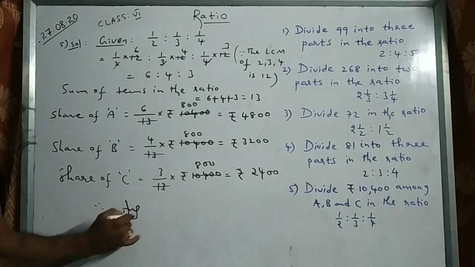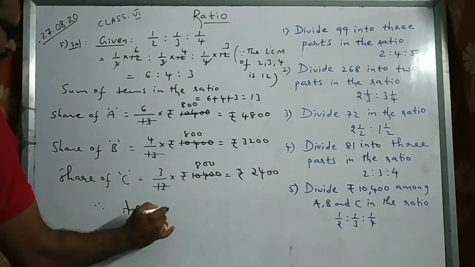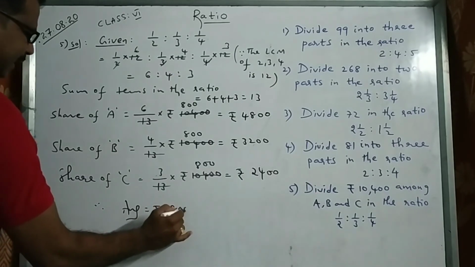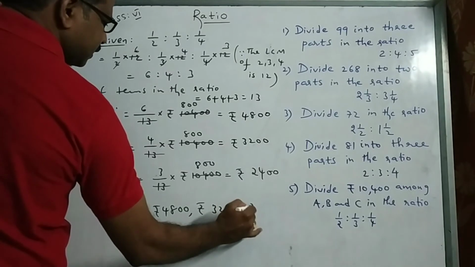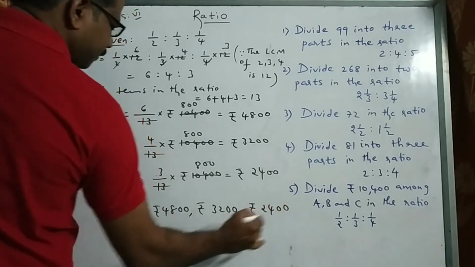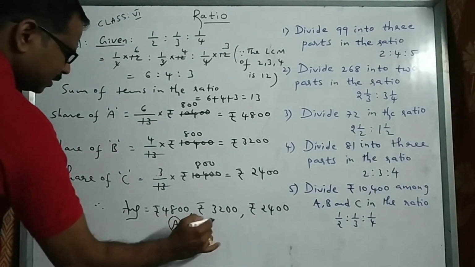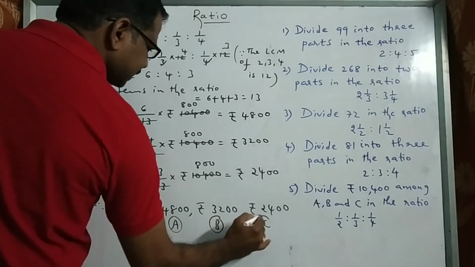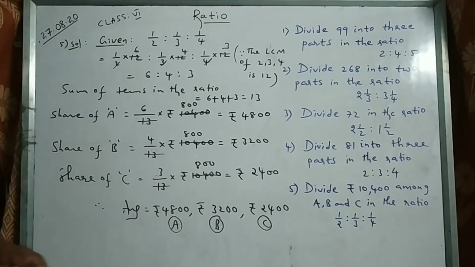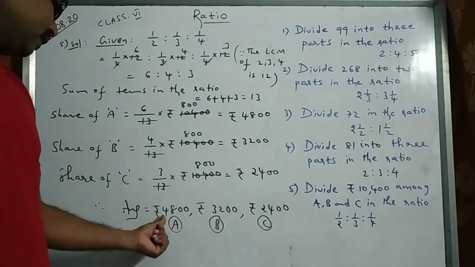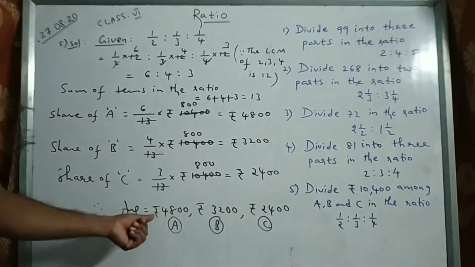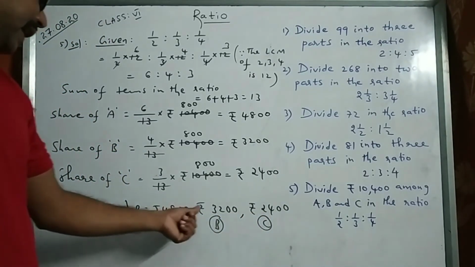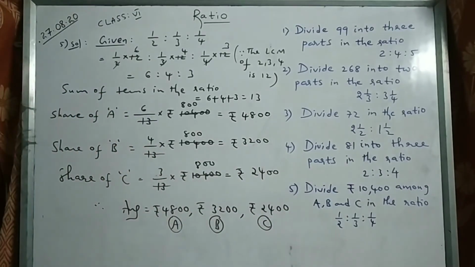Therefore, the answer is share of A rupees 4,800, share of B rupees 3,200, share of C rupees 2,400. So A gets this much, B gets this much, and C gets this much. Together how much you will get? 4800 plus 3200 plus 2400, that is 10,400, right? So answer is correct. Clear?